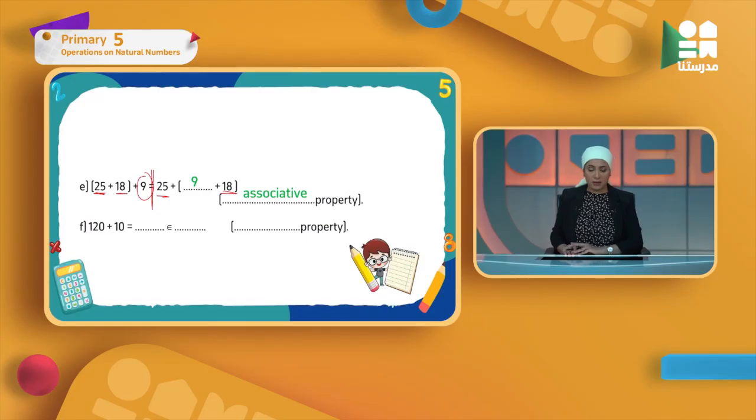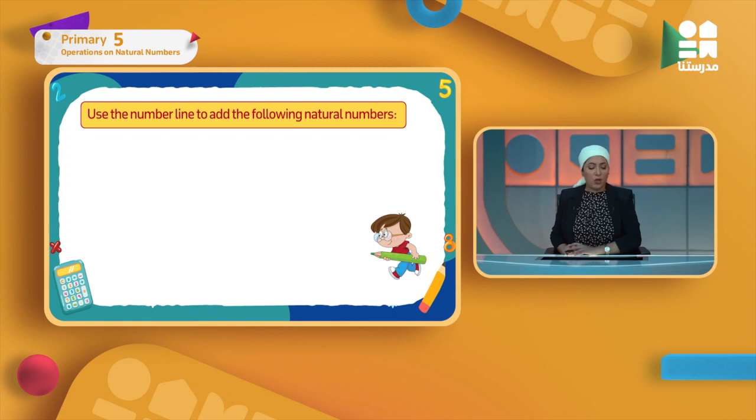Letter F. 120 plus, sorry, 10 equals what? يبقى 120 plus 10 is 130. طيب, does it belong to n? Does it belong to natural numbers? Yes, it belongs to natural numbers. It means that it is a whole number. So if it is a whole number that belongs to n, the answer will be closure property. Closure property.